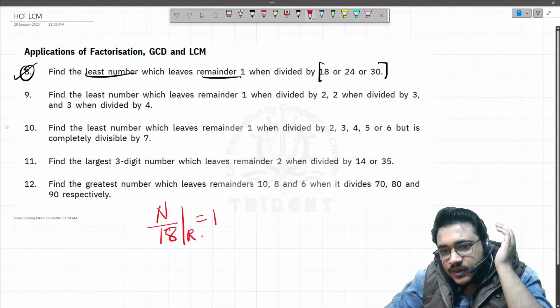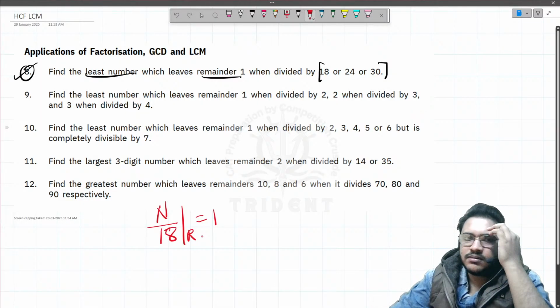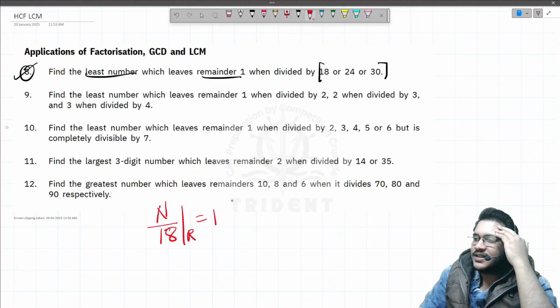हाँ, LCM of the numbers +1. Exactly, I mean, that's exactly what it is.